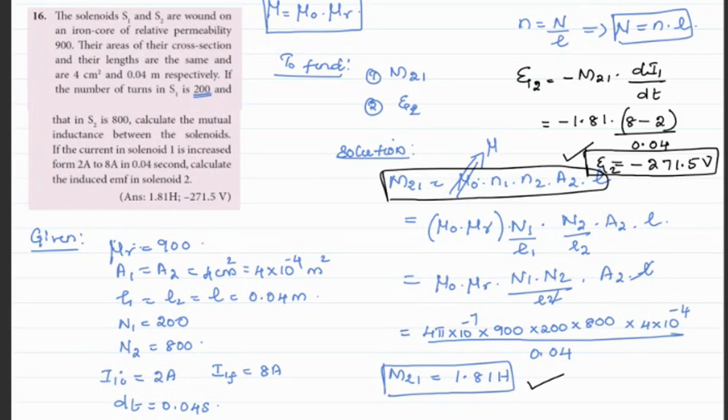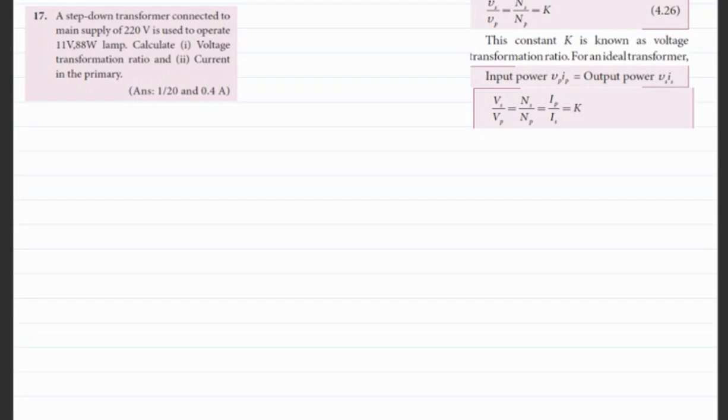Okay. Question number 17. A step-down transformer connected to a main supply of 220 volt is used to operate a 11 volt 88 watt lamp. Calculate the voltage transformation ratio and current in the primary. It is given that it is a step-down transformer. This is a reference from your textbook. Okay, step-down transformer.